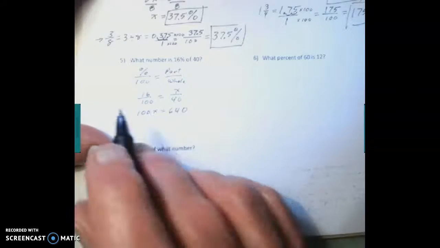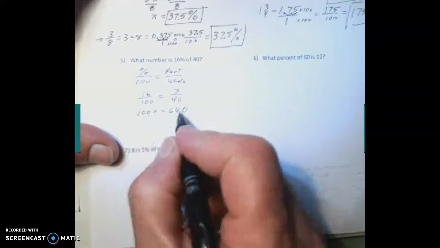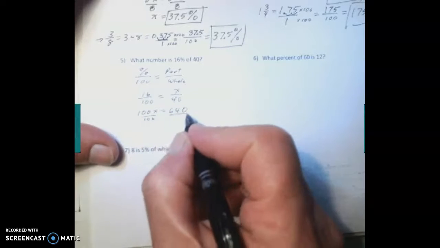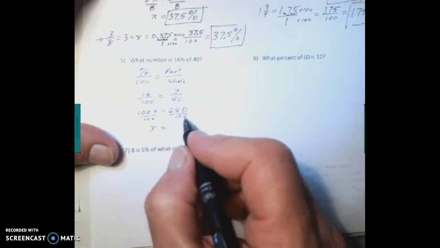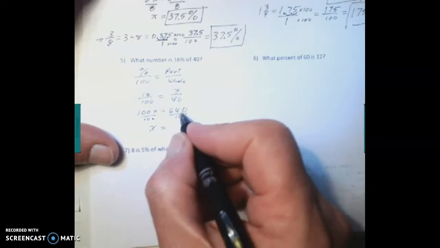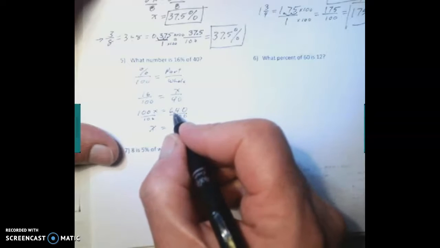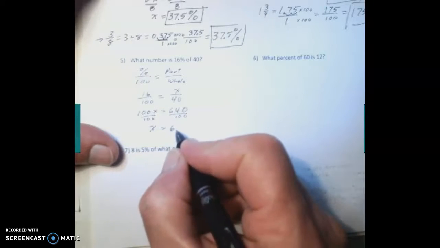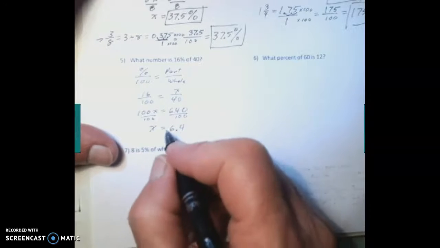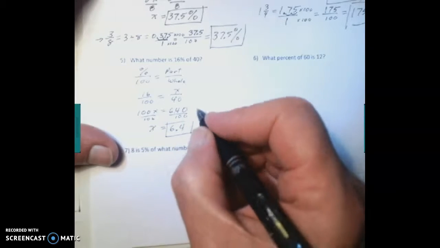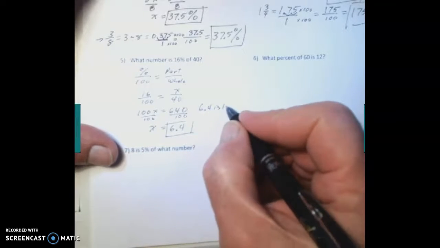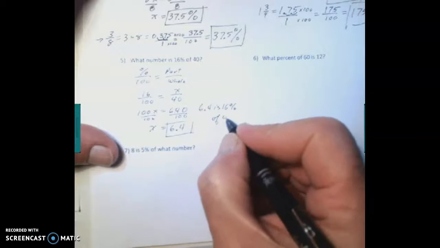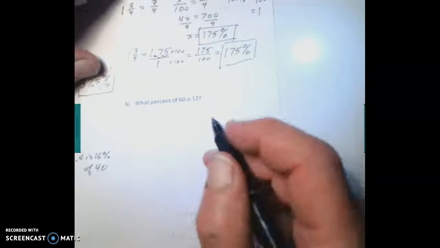And now to solve, you now have an equation. So to solve your equation, you're going to divide both sides by 100. On this side, you'll get your x. On this side, you are going to divide by 100. You can use your calculator, or you can say move the decimal point 2 places. You are going to get 6 4/10. And that is your answer. You could say 6 4/10 is 16% of 40. Okay? But your answer is 6 4/10.